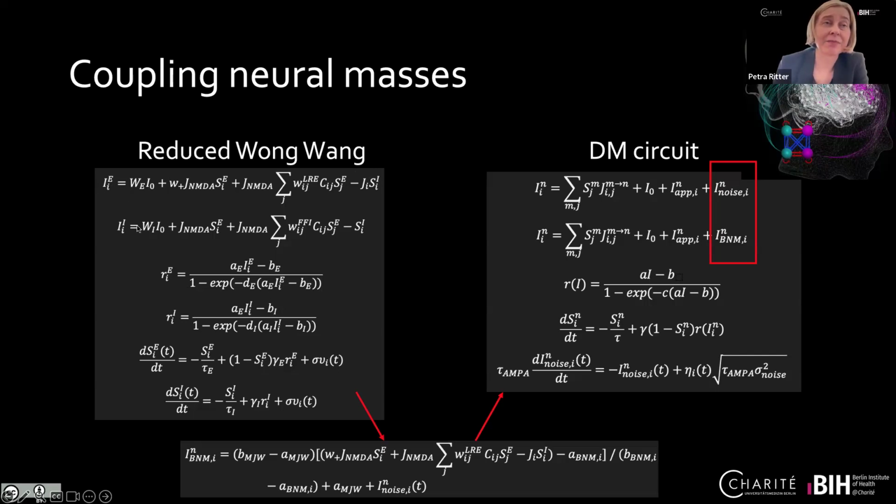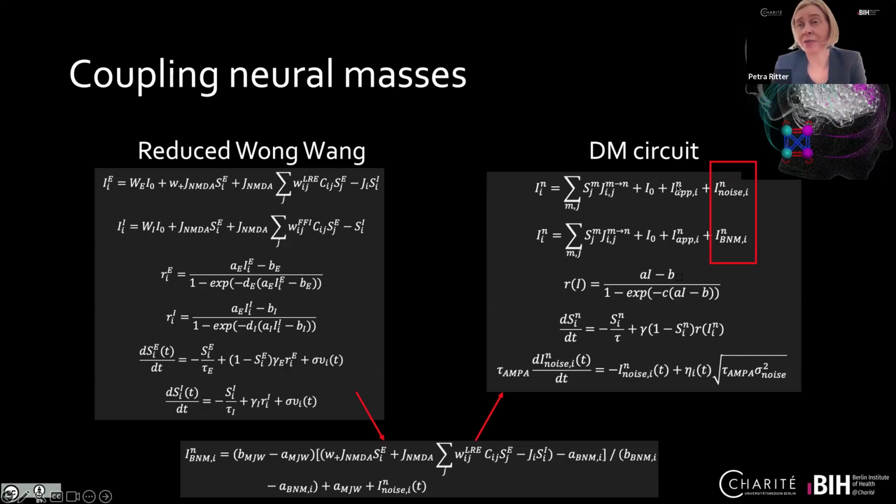So what we see here are the input currents for the excitatory population and the input currents for the inhibitory population. They are translated in the reduced Wang model into firing rates for the excitatory population and inhibitory population. So R are the firing rates, excitatory, inhibitory. And these are translated into synaptic activities, again, for excitatory populations and inhibitory populations.